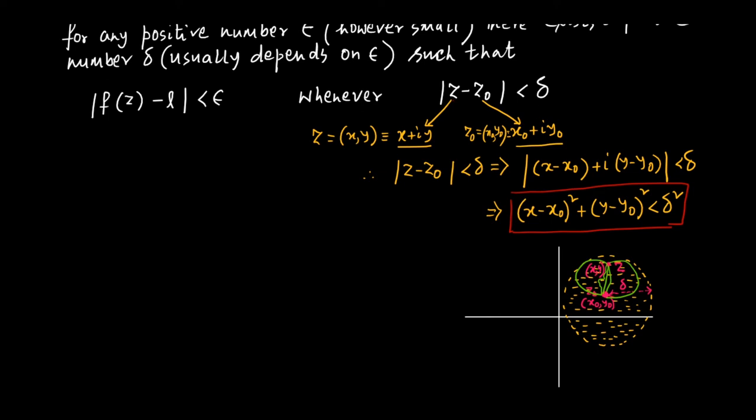Now let us see what is the meaning of mod of f(z) minus L less than epsilon. Likewise the previous case, f(z) will also lie in the Argand plane, so this will have some representation, say u plus iv. Actually I should specifically write u(x,y) plus i v(x,y), because if z is an ordered pair of two real variables x, y, then I have discussed in my video of functions of complex variable how f(z) will look. f(z) can also be represented as u(x,y) plus i v(x,y). I hope you have seen that video also. So this is my f(z), and say L is u0 plus i v0.